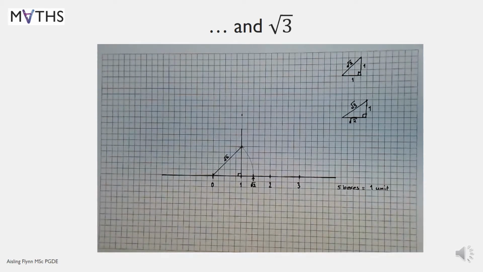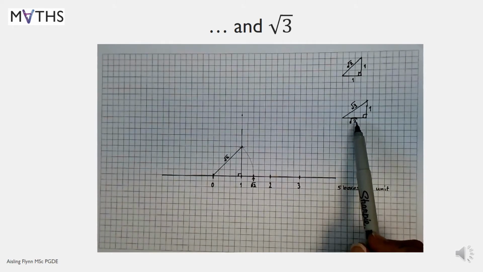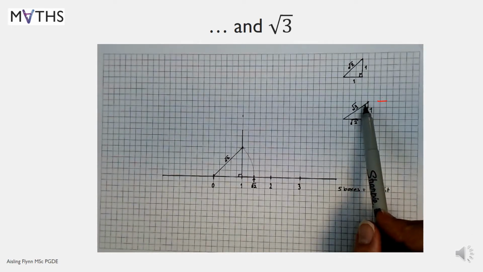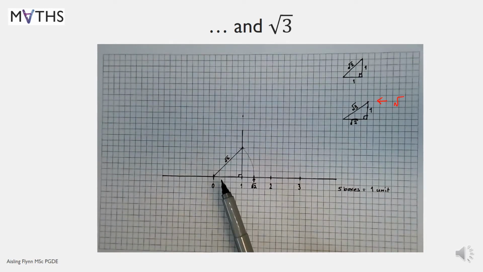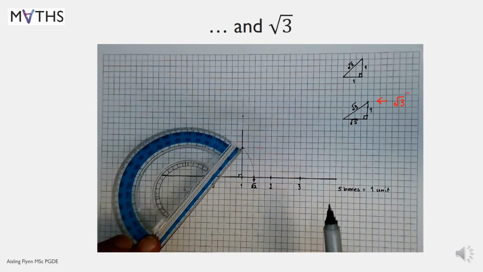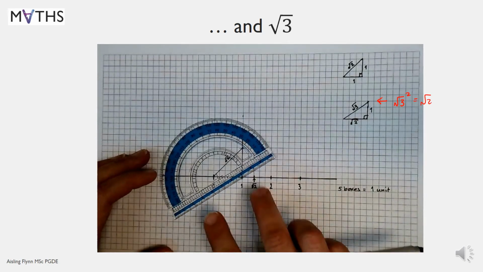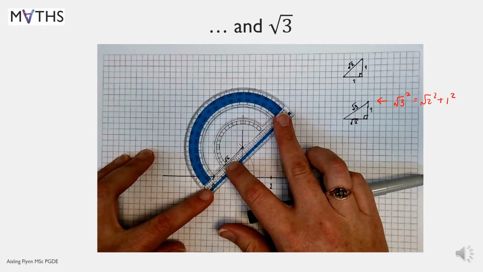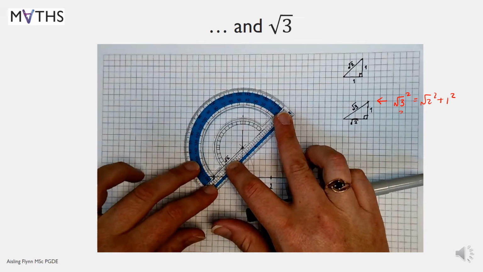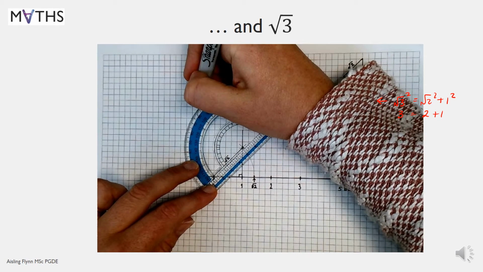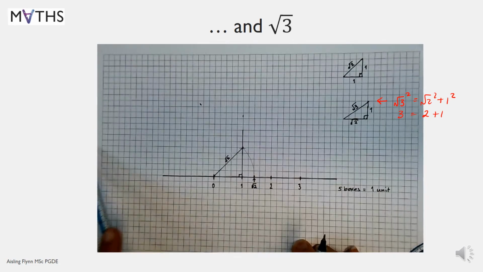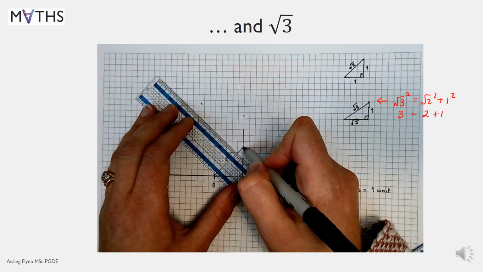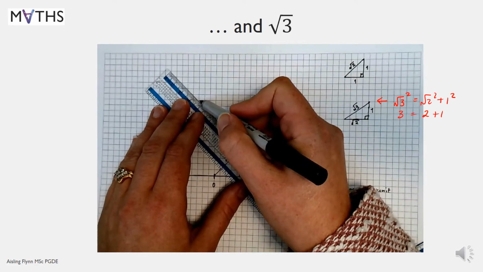Now we're going to build on that to construct root 3, and we're going to use this little triangle here, this right angle triangle, by Pythagoras' theorem. Root 3 squared should be equal to root 2 squared plus 1 squared in a right angle triangle, and that's true because 3 equals 2 plus 1. And we're going to use the base of the triangle, root 2. It will be the line that we've already constructed on the graph.